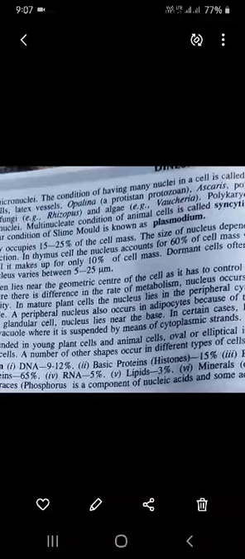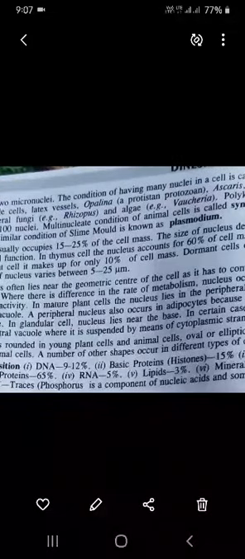This was all about the nucleus: its introduction, its size, its position, shape, and chemical composition. In the next lecture, we will deal with the ultrastructure, or parts, of the nucleus. Nucleus is an important cell organelle which controls all metabolic activities.